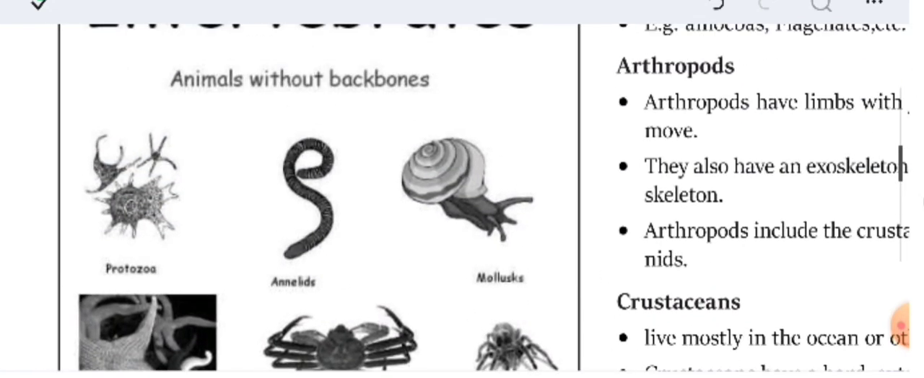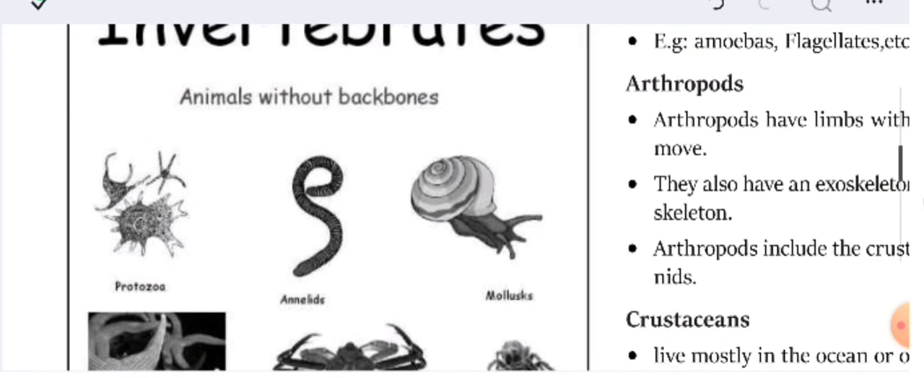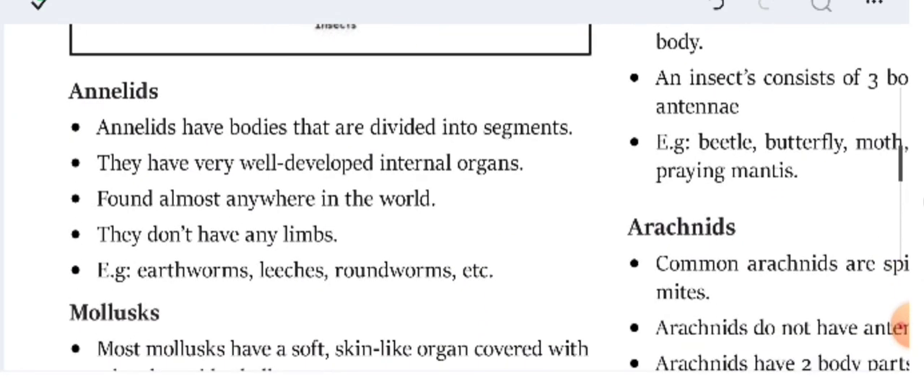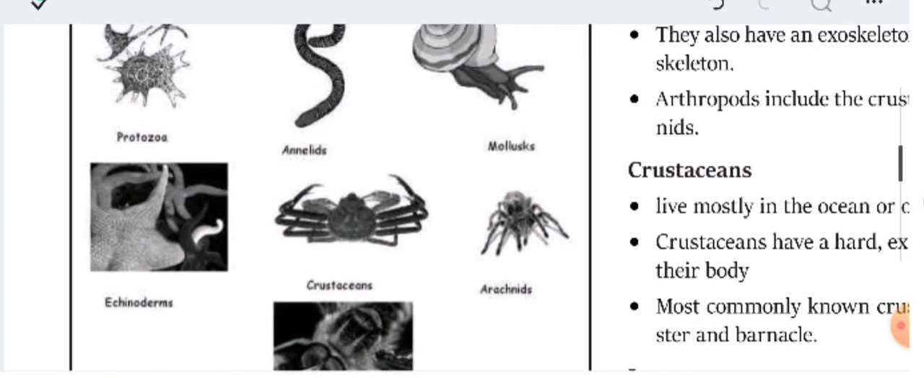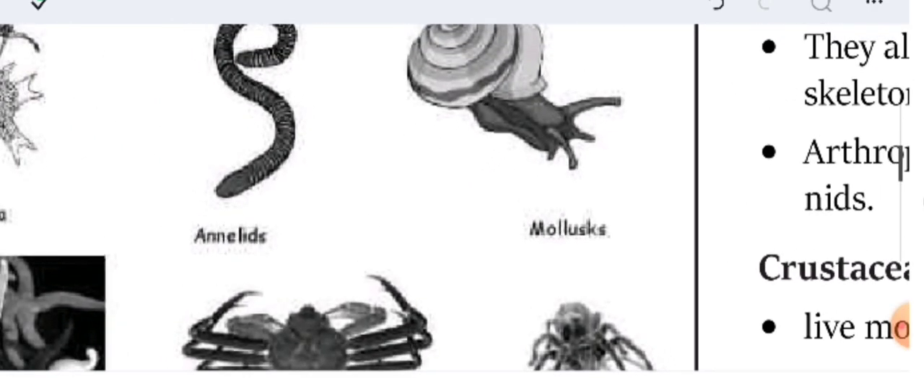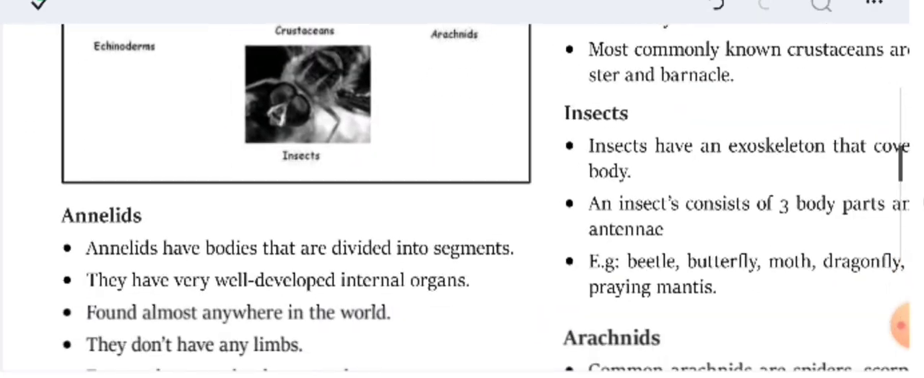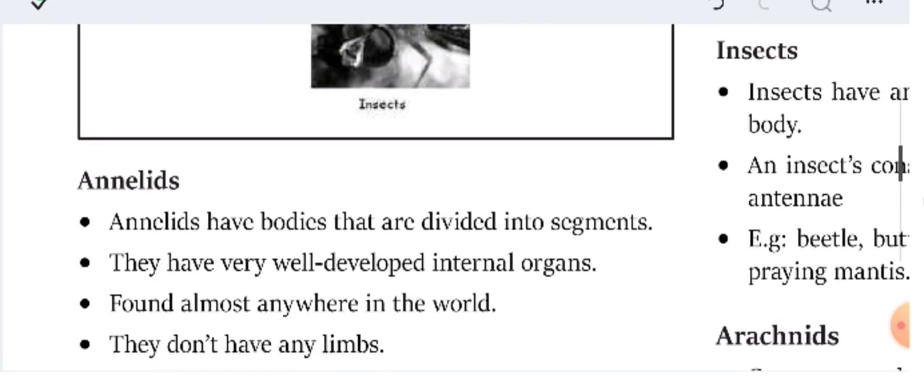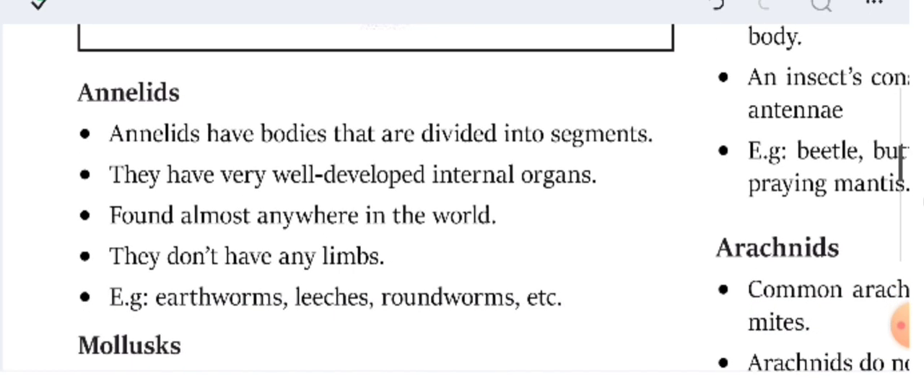So जितना छोटा छोटा जो animals है ये तो ज़्यादा है ना, तो they are all are invertebrate. Okay, annelids. So annelids have bodies that are divided into segments. Okay, you can see here annelids, right? Annelids are the bodies that are divided into segments. They have very well developed internal organs. Found almost anywhere in the world. They don't have any limbs, earthworms, leeches, roundworms, etc.